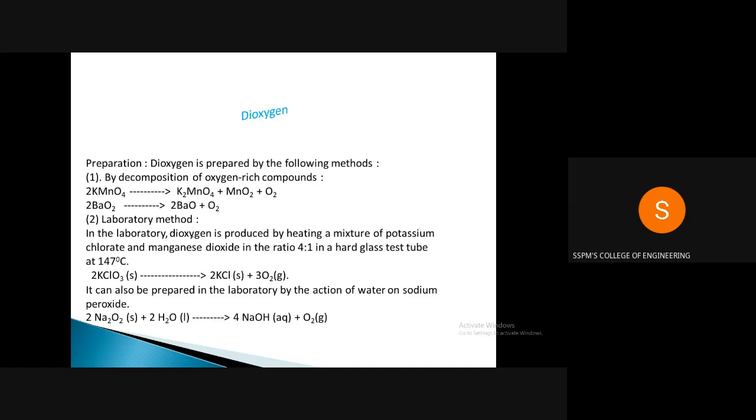In the laboratory, dioxygen is produced by heating a mixture of potassium chlorate and manganese dioxide in the ratio of 4:1 in a glass test tube. So there is a formation of 3 molecules of oxygen. One oxygen atom will combine with another oxygen atom to form dioxygen. So it is a dioxygen molecule. It is a gas.